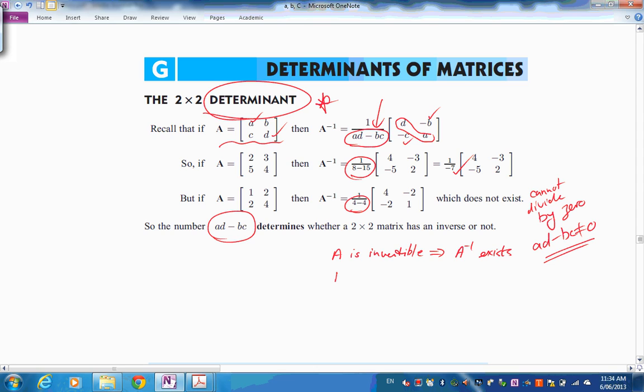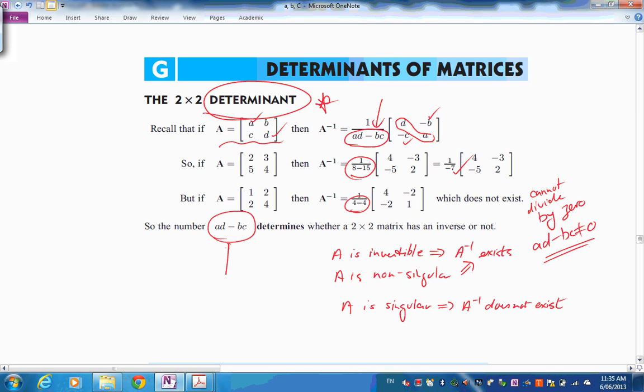Or if A is non-singular, that implies it's got an inverse. A is singular means it doesn't have a mate, doesn't have an inverse. Singular implies A^-1 does not exist. Now that language is not important in this subject, it is important if you're going on with maths.